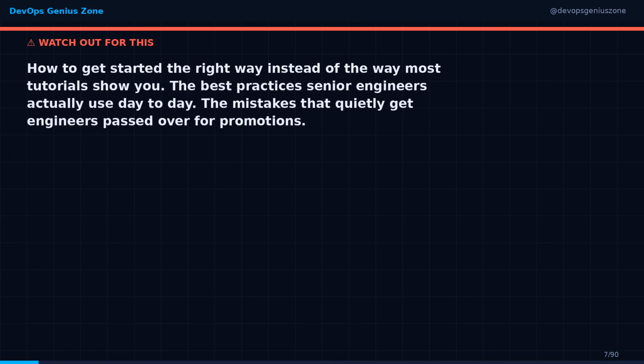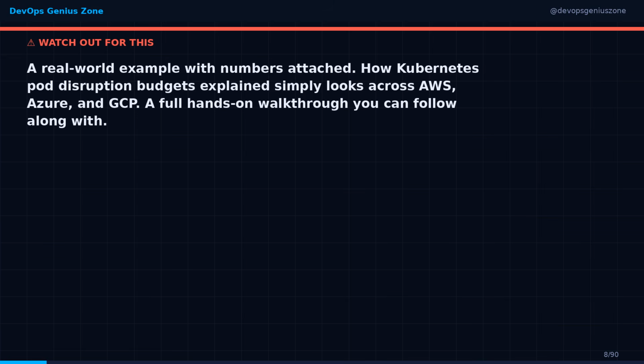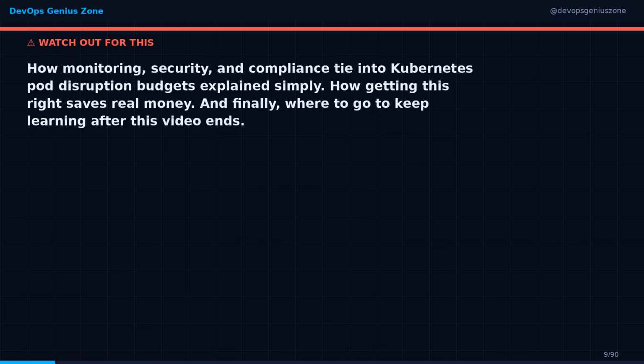How Kubernetes Pod Disruption Budgets explained simply looks across AWS, Azure, and GCP. A full hands-on walkthrough you can follow along with. How monitoring, security, and compliance tie into Kubernetes Pod Disruption Budgets explained simply. How getting this right saves real money. And finally, where to go to keep learning after this video ends.